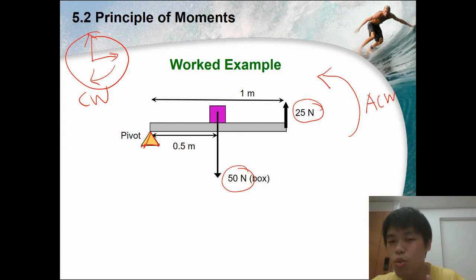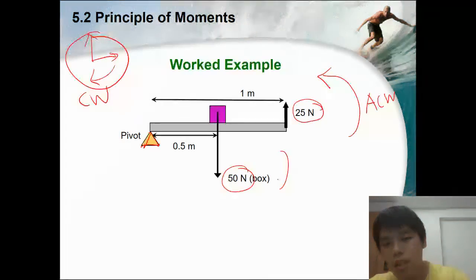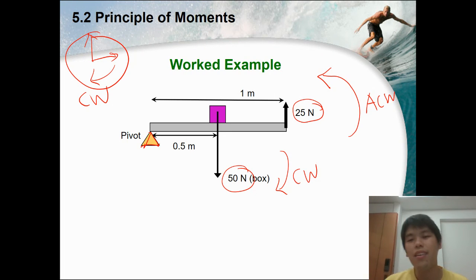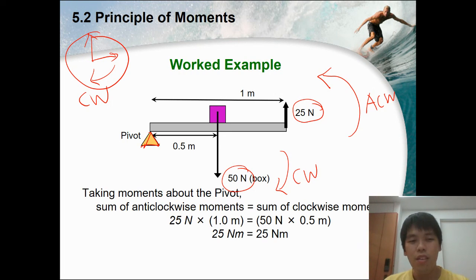You can still do it. How about the bottom one? Clockwise. So same thing. Write down, taking moments about the pivot, the sum of the anti-clockwise moment equals the sum of the clockwise moment. Mr. Song, is it okay for me to swap the clockwise and anti-clockwise? Yes, perfectly fine. It's exactly the same thing. So let's look at the anti-clockwise in this case.